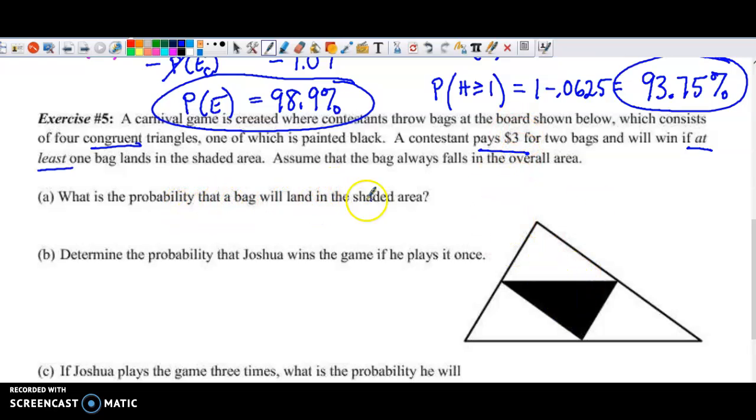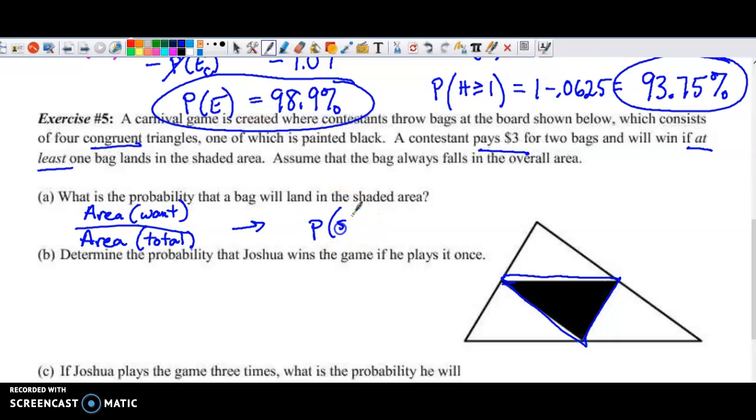So what's the probability that a bag will land in the shaded area? Since they're congruent, just remember it's geometric probability, which I'm not sure if you've learned. It's still the area of what you want over the area of the total. And the way I would explain it, and I hope this makes sense, is that the probability of shaded, what we want, is the one shaded region, and there's a total of 4 triangles. Since they're all the same size, that should be your probability.